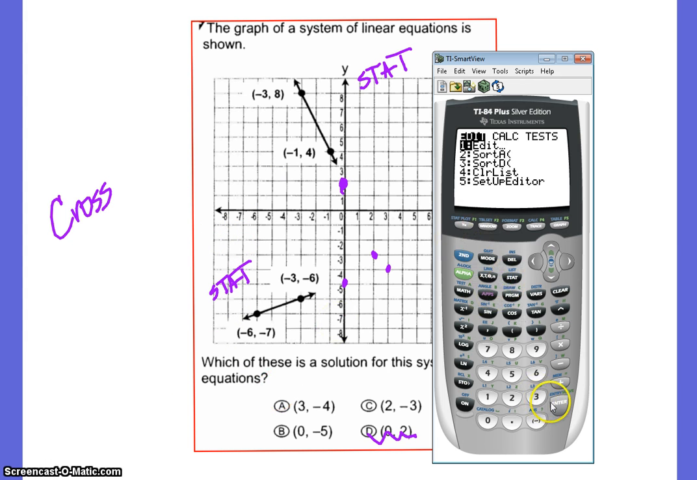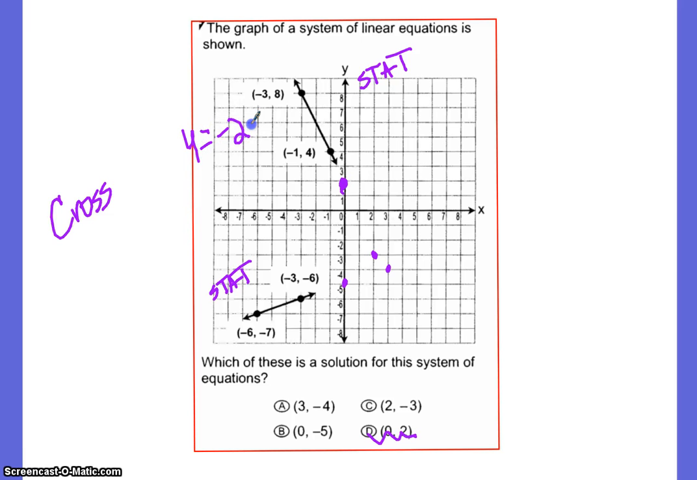So if we go stat edit, and the first one we have -3 and -1 for my x values, and we have 8 and 4 for the y values. So stat calc 4 for linear, because we know it's a line, and you have -2x plus 2. Y is equal to -2x plus 2.